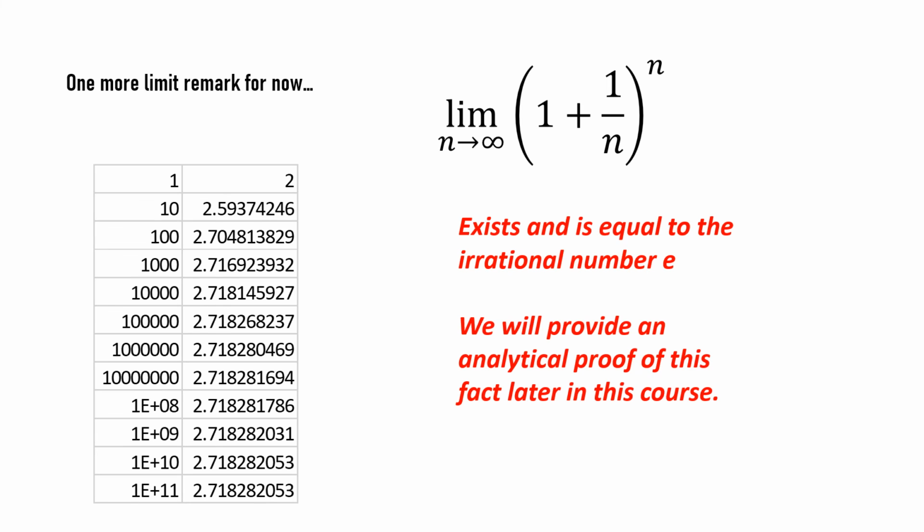Now, one more remark I want to make is there is a limit that's very worth mentioning here. Consider the limit as n goes to infinity of 1 plus 1 over n, whole to the n. Now, for any value of n, 1 plus 1 over n is bigger than 1. And so if you take any number bigger than 1 and you raise it to the nth power, like 2 to the n, it will go off to infinity, because it's bigger than 1.